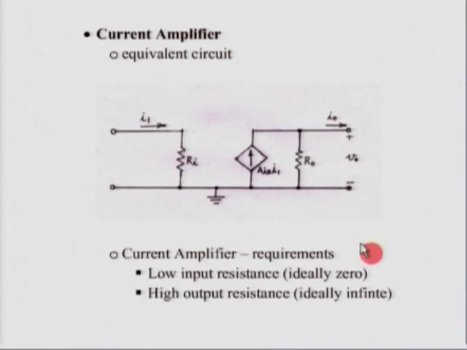There is a very common misconception that for every amplifier the input resistance should be infinite. This equivalent circuit of the current amplifier shows that that is not so. We need to look at the particular amplifier in question to decide what its input and output resistance should be. If the input is a voltage, it is voltage controlled, then we need to have infinite input resistance. If it is current controlled, then it should have Ri 0.